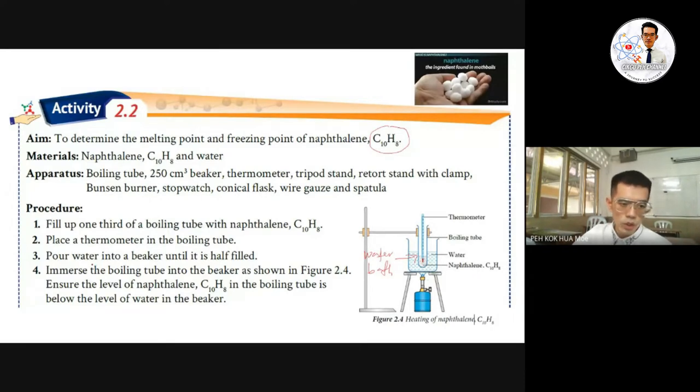Immerse the boiling tube into the beaker as shown in figure 2.4, like this. Ensure that the level of the naphthalene in the boiling tube is below the level of the water. So you can see the water level is here, and the naphthalene is below the water level.